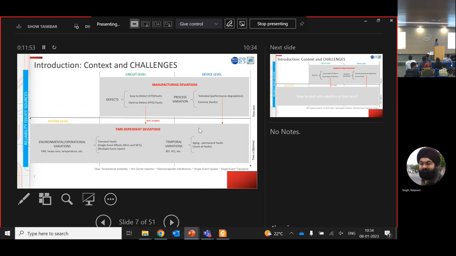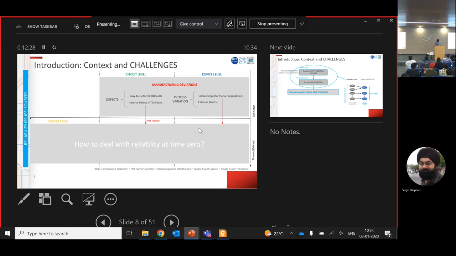But the point is that during its lifetime, your device is going to age, and at the end of its lifetime you are going to have permanent faults. The device is going to stop working. That's the main point. So you need to understand these reliability issue sources in order to properly derive strategies to mitigate or detect these deviations and, during lifetime, maybe to tolerate the occurrence of different kinds of faults.